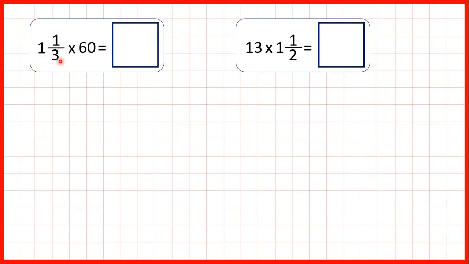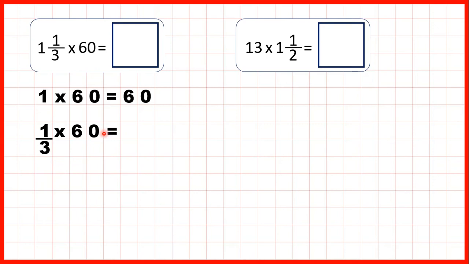Now 1 1/3 times 60. So we can follow the same steps. Do 1 times 60, do 1/3 times 60, and then add up our answers. So 1 times 60 is of course 60. And with 1/3 times 60, we have to remember to only multiply the numerator by 60. So 1 times 60 is 60, the denominator stays the same, so we have 60 thirds.